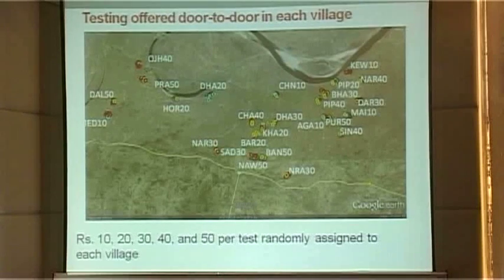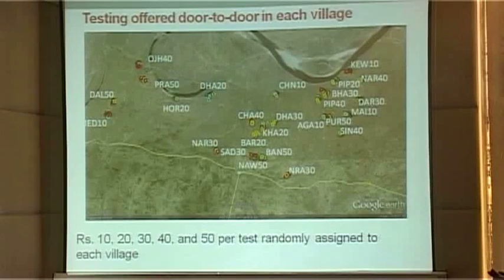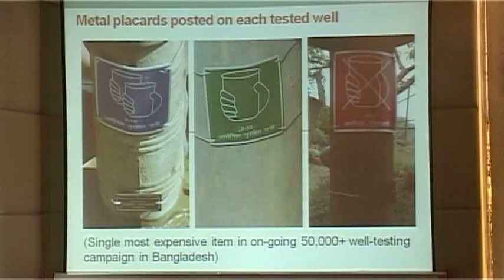These are the villages, and you can see these numbers are the prices we offered in these villages. This is how we tested and then tagged these individual wells, with blue plates for safer wells. The guidelines of India for drinking water for arsenic have changed. Initially, when we conducted this study, 50 mg was considered the permissible limit. Now they have shifted to WHO standards, and we tagged the unsafe wells using a red flag.